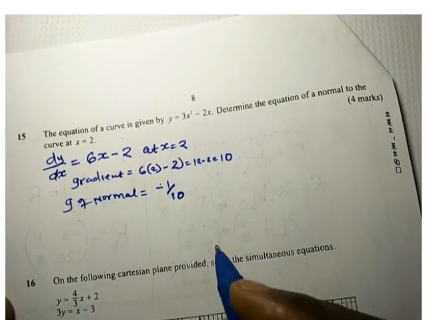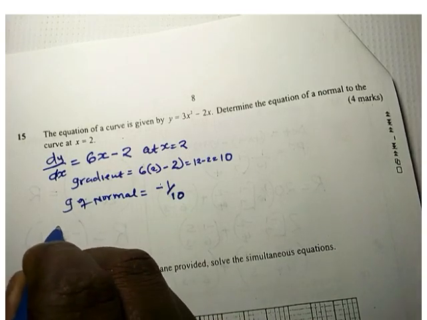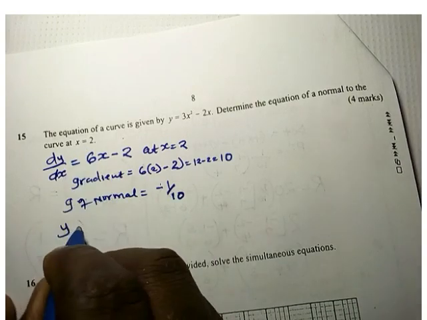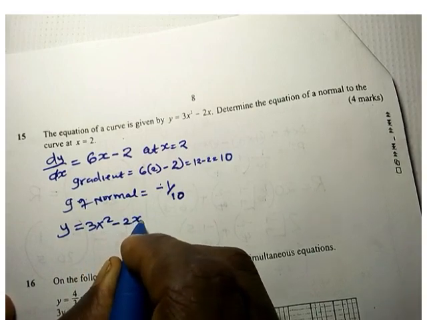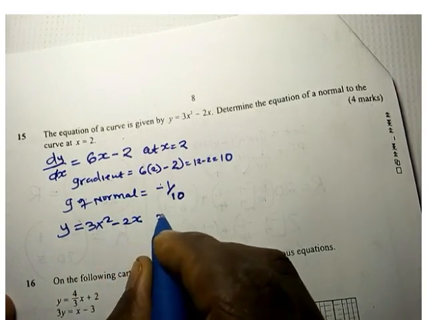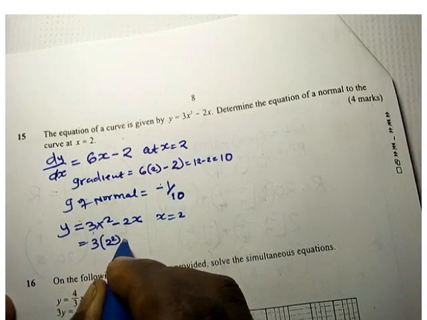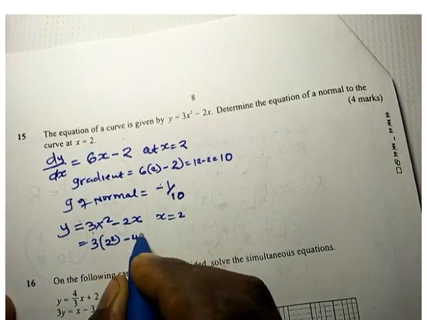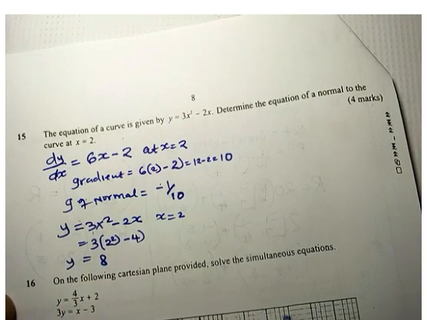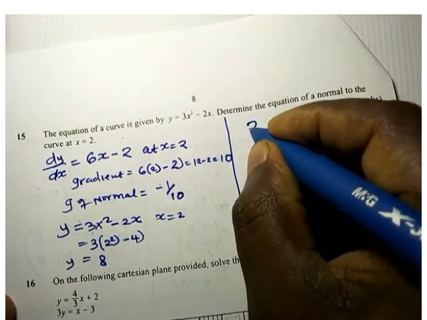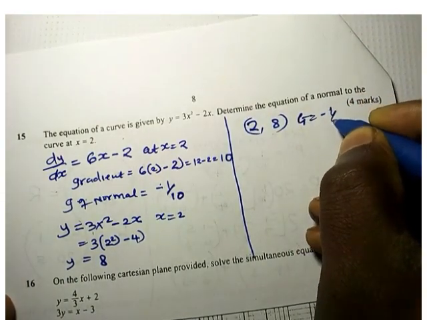So the next thing we want to get is the value of y when x is equal to 2 here. So y is equal to 3x squared minus 2x. What is the value of y when x is equal to 2? So this one will be 3 into 2 squared minus 4, which is 12 minus 4. So y is going to be 8. So the point is (2, 8). The gradient is equal to negative 1 over 10.